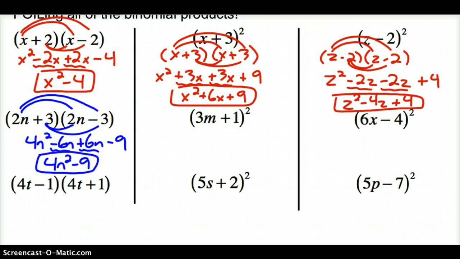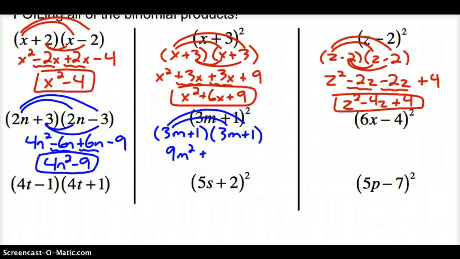Okay, let's check out the next one. I have the quantity of 3m plus 1, and that's squared. So I'm going to rewrite this as now 3m plus 1 times 3m plus 1. Now I will go ahead and FOIL this here. So I'll get now 9m squared. For the outsides, I'll get a positive 3m. For the insides, I'll get a positive 3m. And last times last, I'll get plus 1. When I combine like terms in the middle here, I'll get 9m squared plus 6m plus 1.